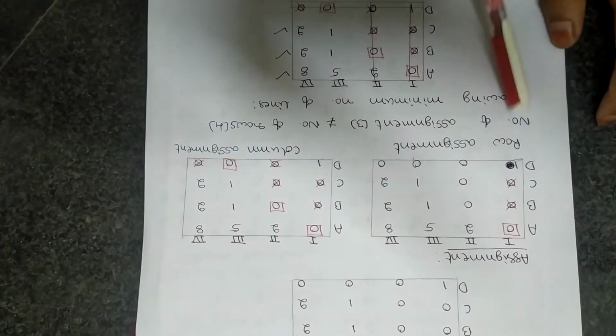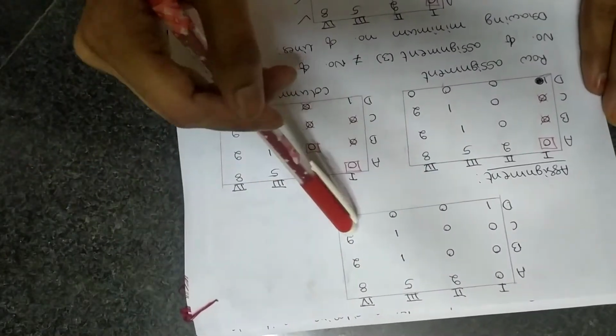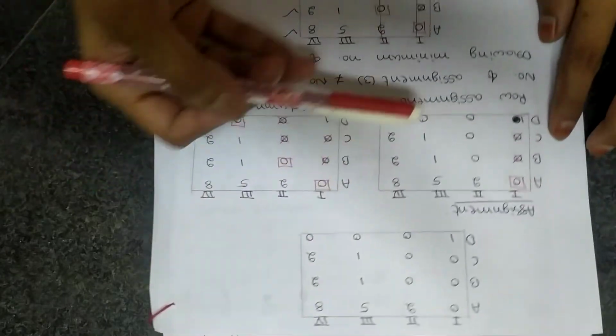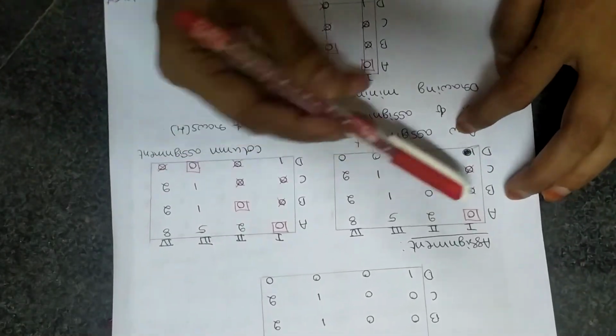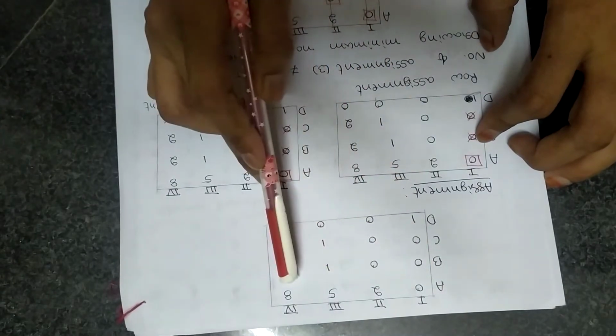Now let us do the row assignments. Now this is the matrix after making all the iterations that we got. Now from this we need to make the assignment. First we will go for row assignment. How we will do this row assignment means, first we need to identify a row which is having only a single zero.